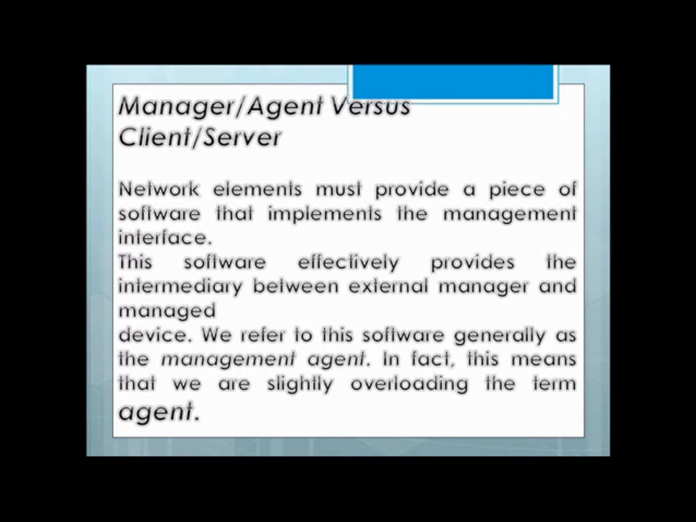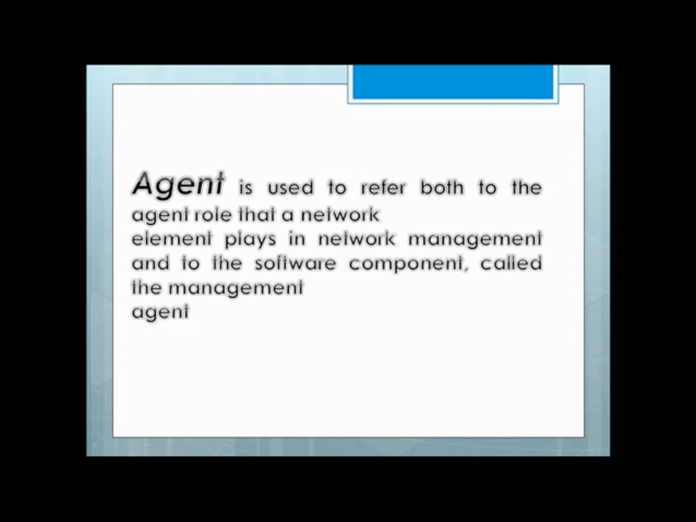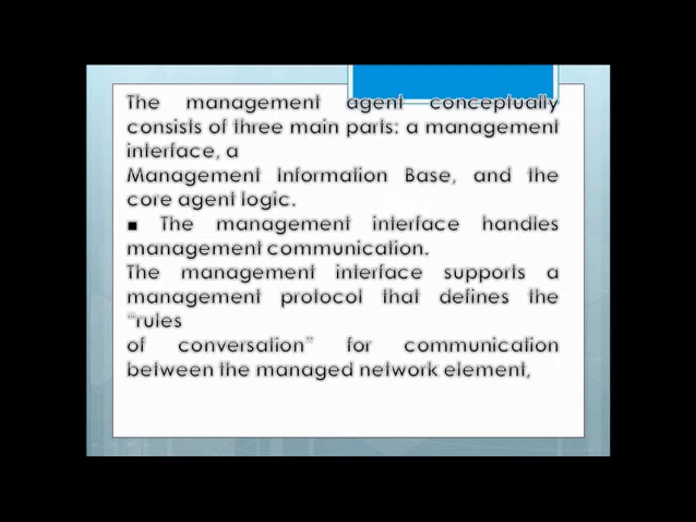Manager-agent versus client-server. Network elements must provide a piece of software that implements the management interface. This software effectively provides the intermediary between the external manager and the managed device. We refer to this software generally as the management agent. In fact, this means that we are slightly overloading the term agent. Agent is used to refer both to the agent role that a network element plays in network management and to the software component called the management agent.